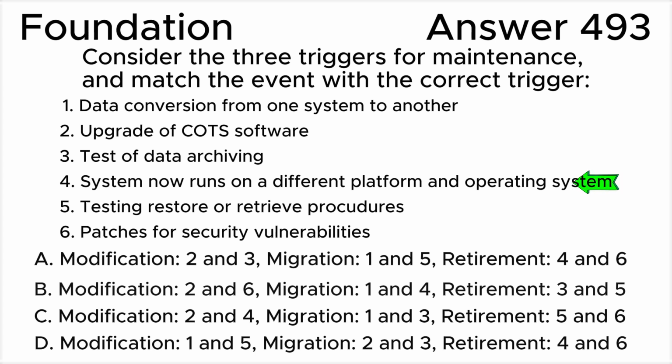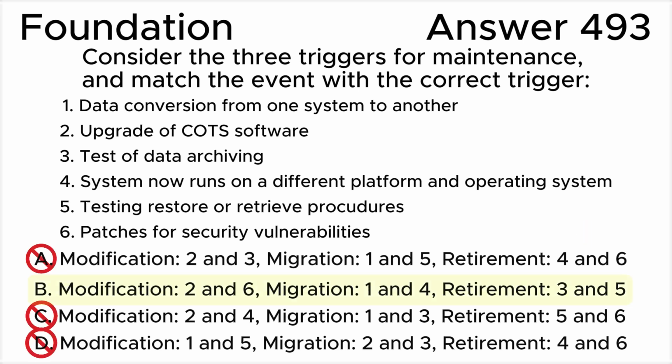Statement 4 refers to migration. This option represents an environment upgrade which falls under migration. Statement 5 refers to retirement. When an old system is retired, retrieving archived data must be verified. Statement 6 refers to modification. Security patches are a type of corrective maintenance.